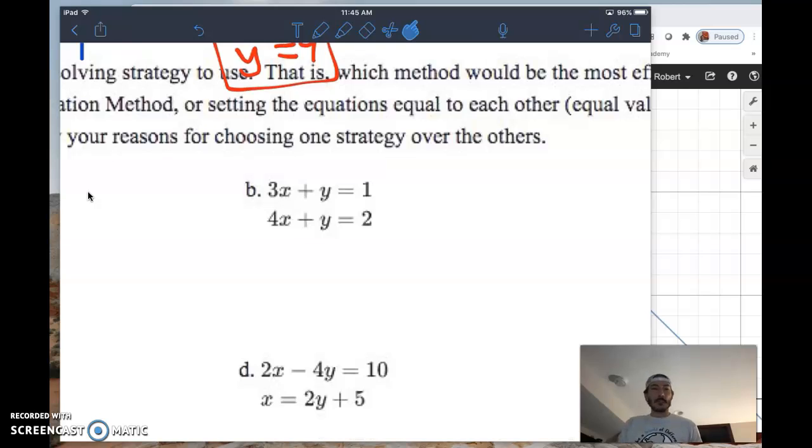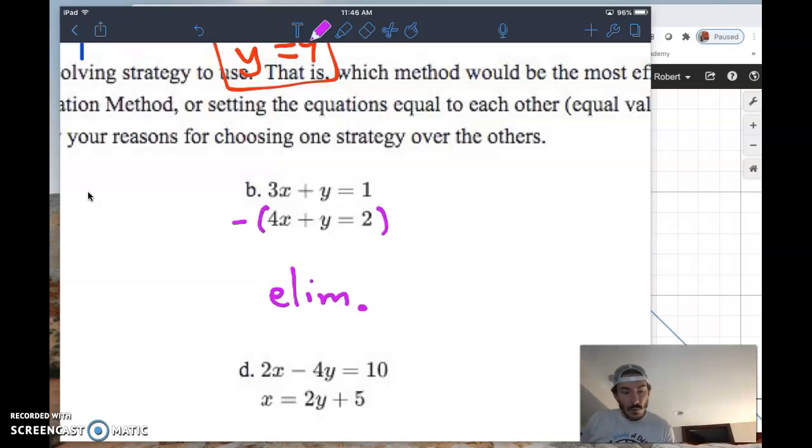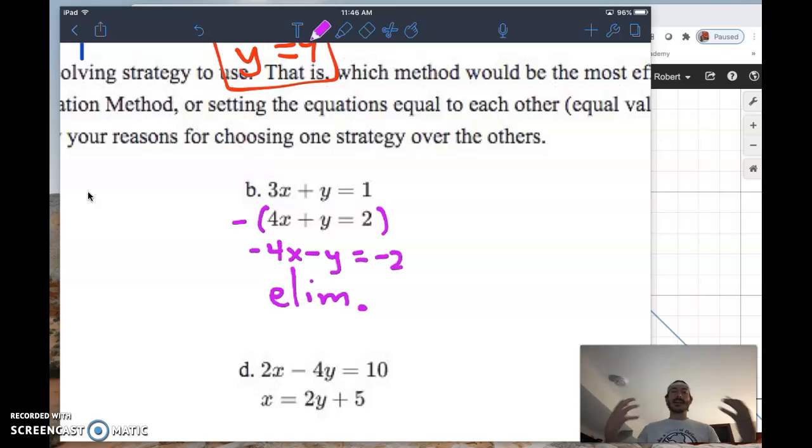Check out B right here. I've got 3x plus y equals 1, 4x plus y equals 2. They're set up. Everything is stacked. I don't have opposites, but I could multiply that bottom equation by -1. And when I do that, I'll have opposites. That means that's an elimination problem for me, okay? I could take this entire thing down here, multiply everything by -1, or just effectively switch the sign on every single item in there, and now I'm going to get those y's to cancel out. That's an elimination problem. And of course, if you do that, this becomes a modified equation. You don't necessarily need that first one unless you need to do some graphing or some solving, okay?